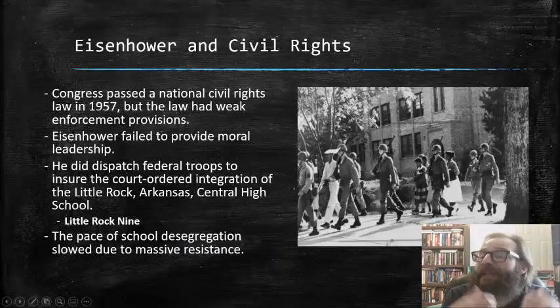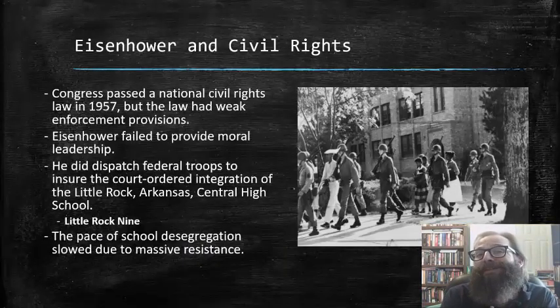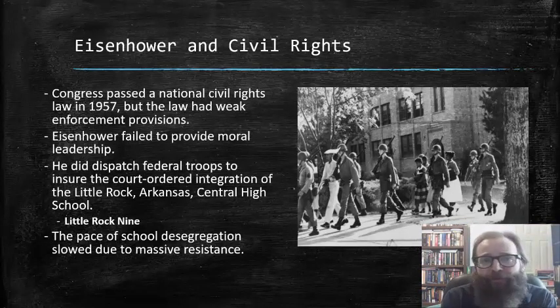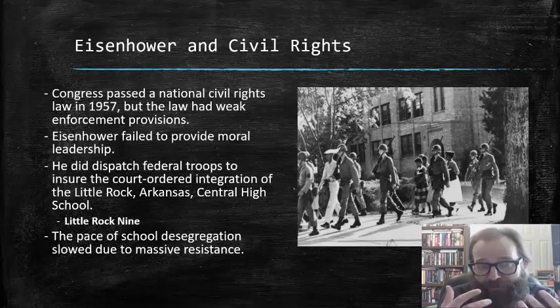Congress did pass a national civil rights law in 1957, but the law had very weak enforcement provisions and really wasn't worth the paper it was written on and was a dead letter before it even arrived. In general, Eisenhower failed to provide moral leadership on issues of civil rights in the 1950s.